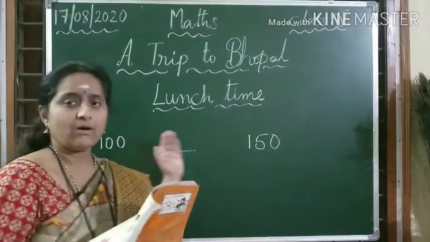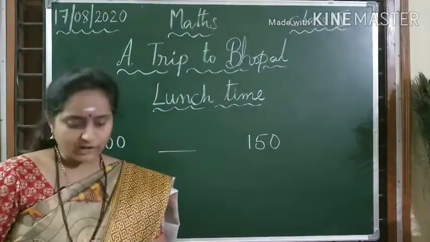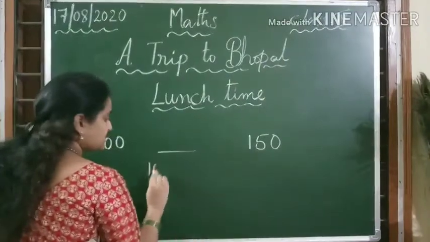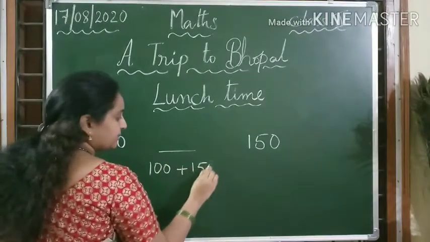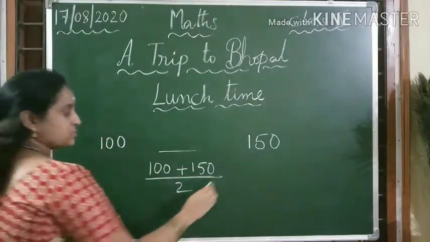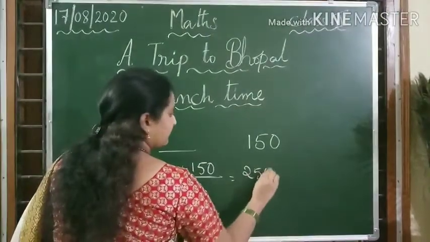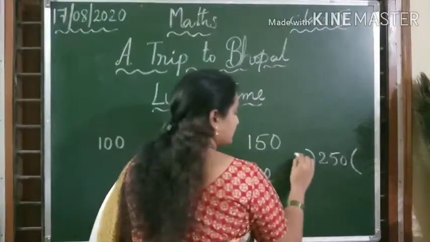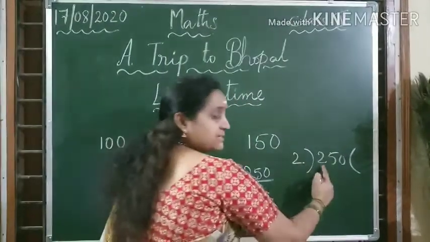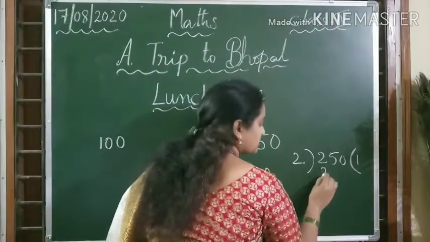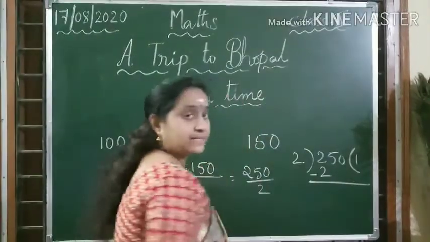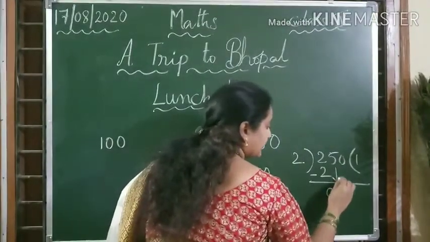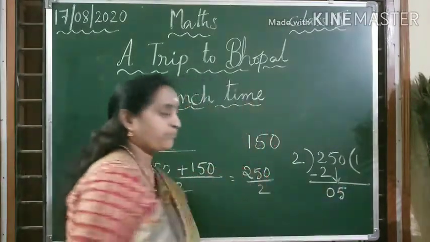So, we cannot write all the numbers here. So, to find it we need to add these numbers and divide it by 2. So here we will get 250 by 2. Then divide it, 250 divided by 2. First digit is 2. So 2 ones are 2. Division is nothing but repeated subtraction. So 2 minus 2 we will get 0. Get down the next digit 5.